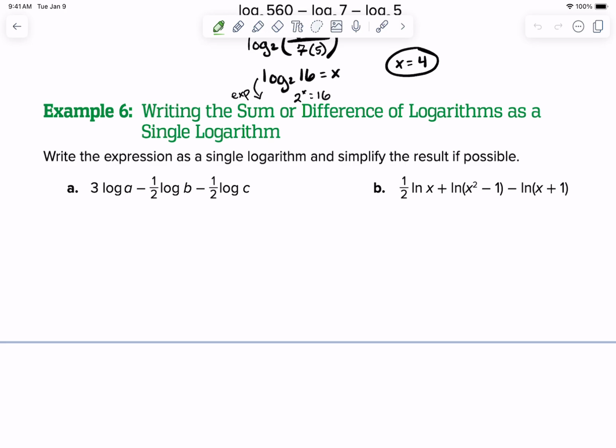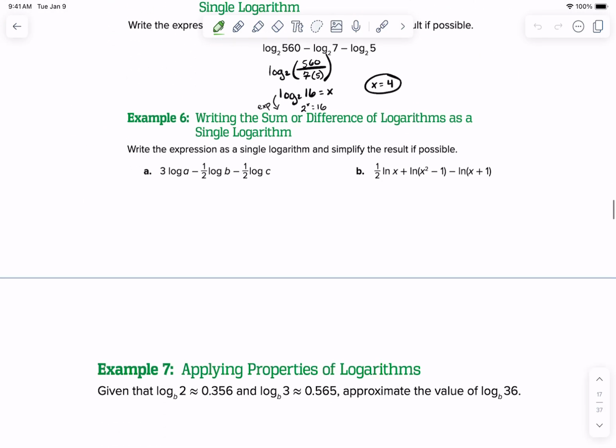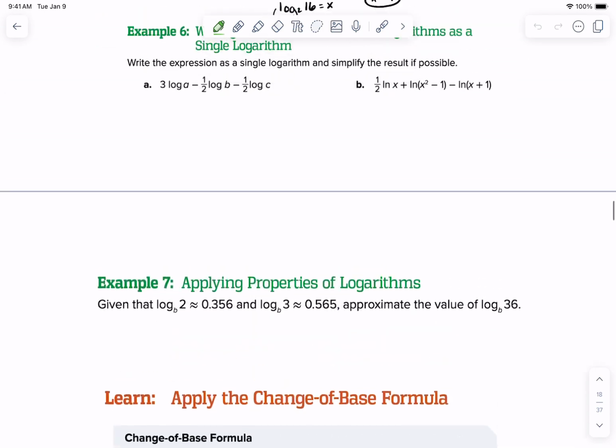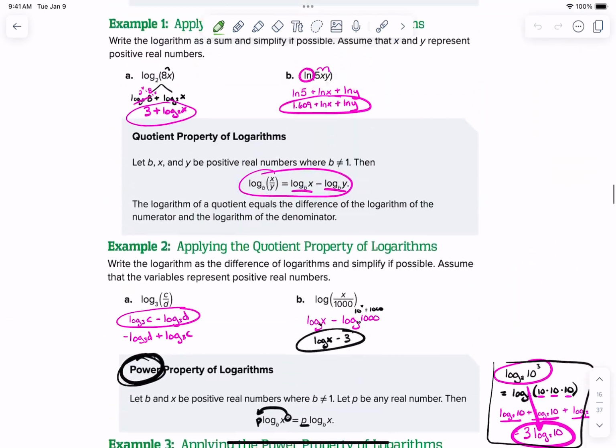Okay, Aubrey and Michael, we are on example 6, and we've just got a little bit left to do. So here we go. Homework for this section. Do you guys have this all written down?